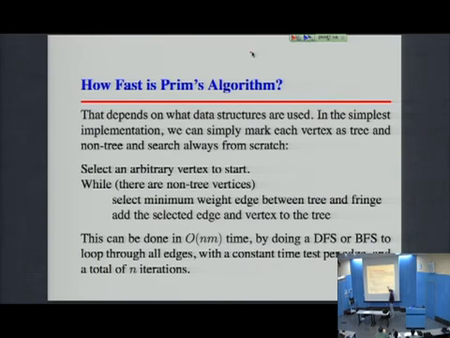We're still going to have to make n iterations. But if we can find a data structure that makes it easier to identify the cheapest edge between the tree and the non-tree, and we could do this in order n time, then we would have an order n times n, or n squared, algorithm, which would be better than n times m. Any questions about that?